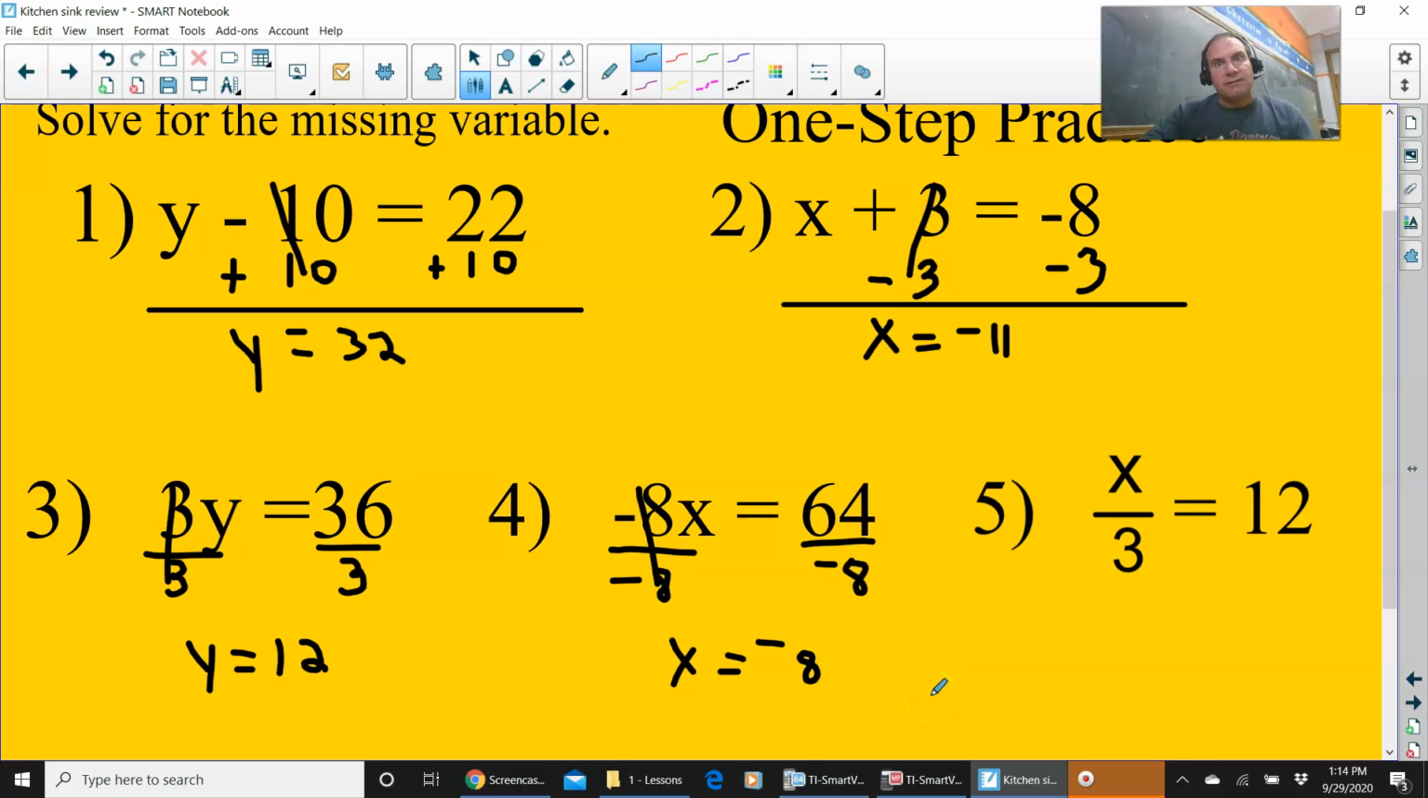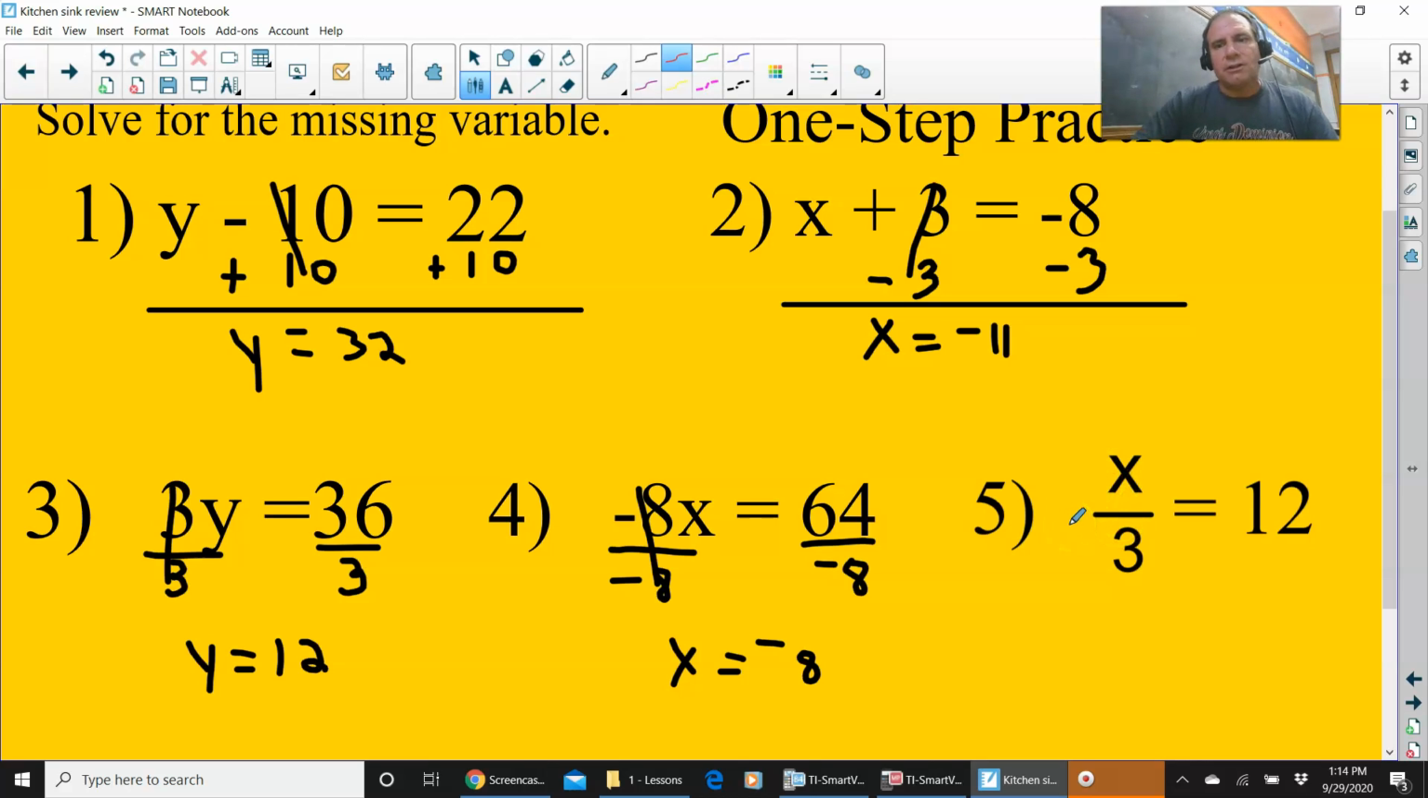And for the last type of one-step equation, we have x over 3 equals 12. So now, how do we do this? Where are your eyes looking? Right on that left side. So you have x over 3. What operation attaches that x and 3? What operation is this fraction? Yes, it is division. And what is the opposite of division?